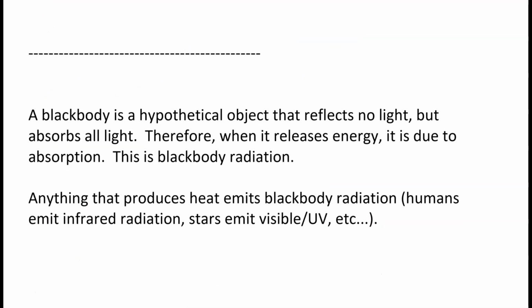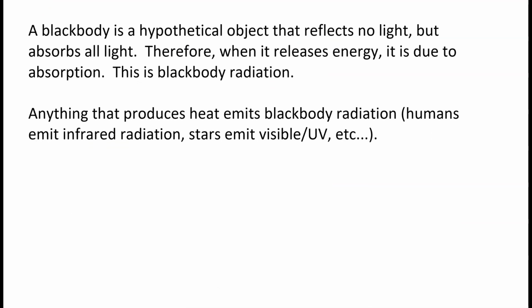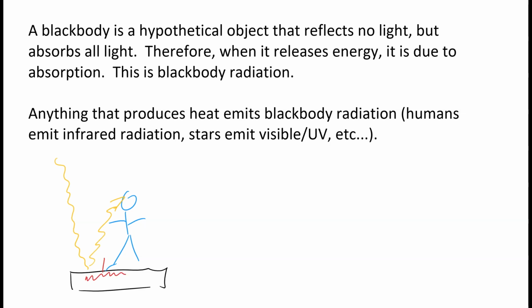So now, this is going to bring us to our definition. We're going to be describing a black body. Now, a black body is a hypothetical object that reflects no light but absorbs all light. An example might be, let's say you're standing on a piece of black asphalt in the summer. Sunlight comes down and hits the pavement, and it's going to do a couple of things. First, some of it might reflect off into your eyes. We would see this. But some of it is going to be absorbed into the pavement, and we can feel that on our feet.